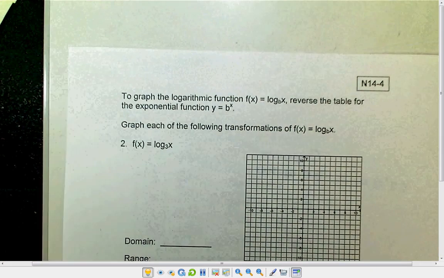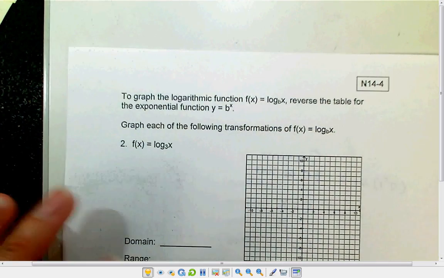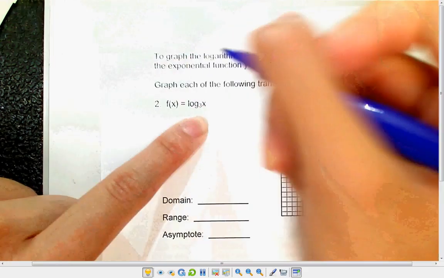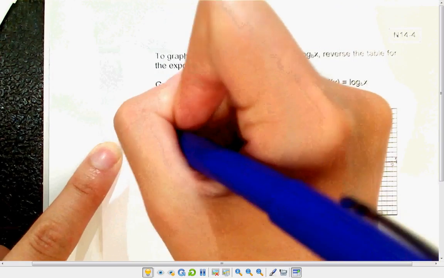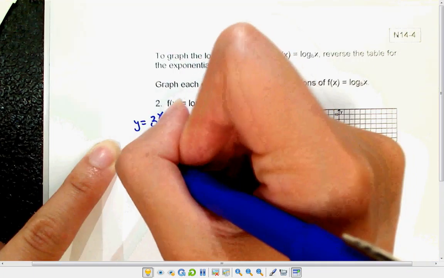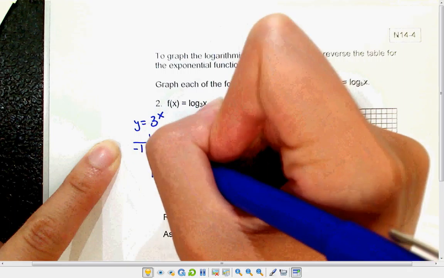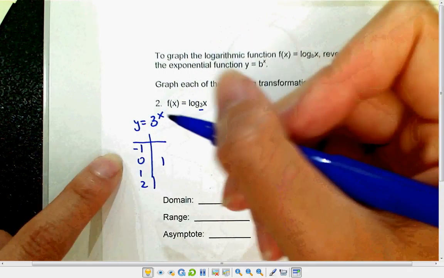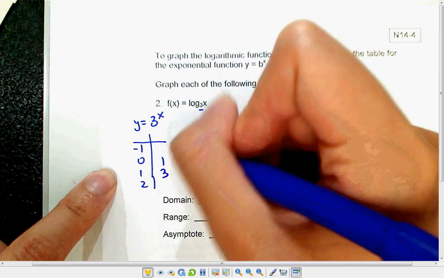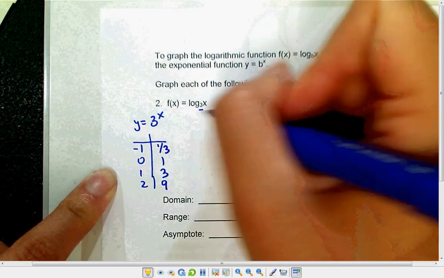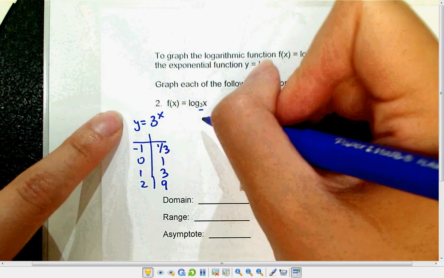If we go to number 2, we're going to start off first with looking at our base. So we know that this is log base 3. So our parent function is going to be the base of 3. So using our table, we know negative 1, 0, 1, 2. So 0 is always 1. 1 is 3. 2 is 9. And this is going to be 1/3. So this is our exponential function.